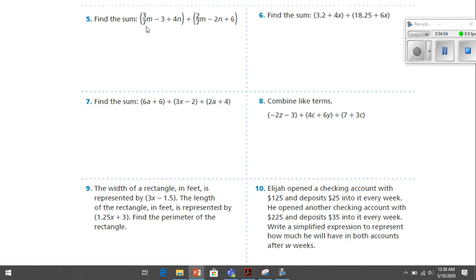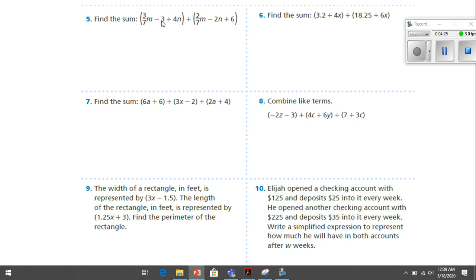Let's go to number 5. It says find the sum. Well, the sum is adding two things together. We're adding these expressions. We've got 3 over 7m plus 2 over 7m. Put the m's together, and that's going to make 3 and 2 because the denominators are both 7. That's going to be 5 over 7m.